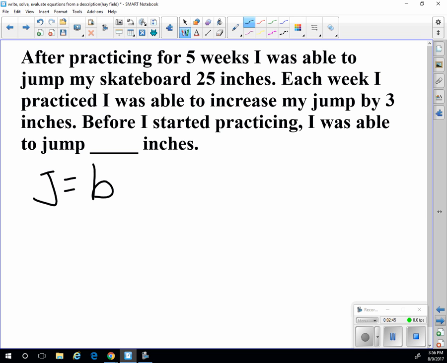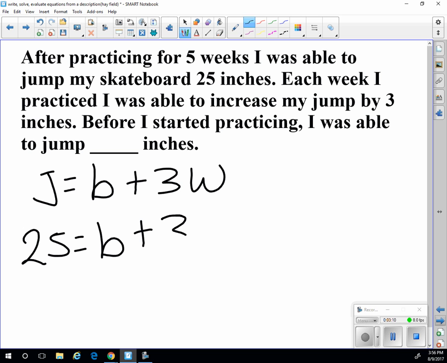How much I can jump before practicing, plus each week I practice, I gain 3 inches. So I multiply 3 times the number of weeks. And we know that the number of weeks is 5 when the jump is 25. So replace the J with 25. We don't know what the distance without practice is, but we know that the number of weeks is 5.